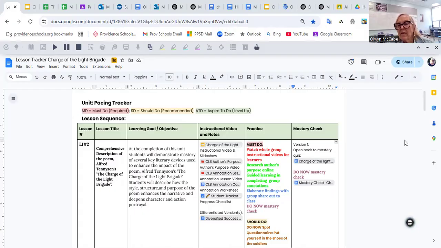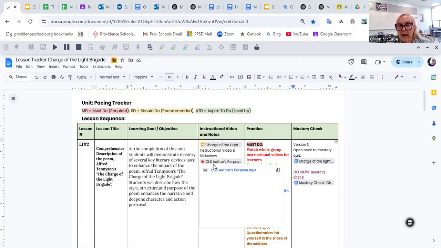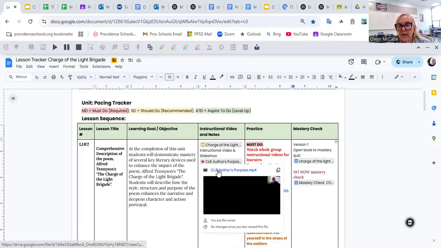And the purpose of the instructional videos the students would look at during the Charge of the Light Brigade would be to give them clear instructions about what they're going to be doing in their groups when they're sitting there performing different tasks. So I have the Charge of the Light Brigade slideshow. I have the Charge of the Light Brigade author's purpose video.